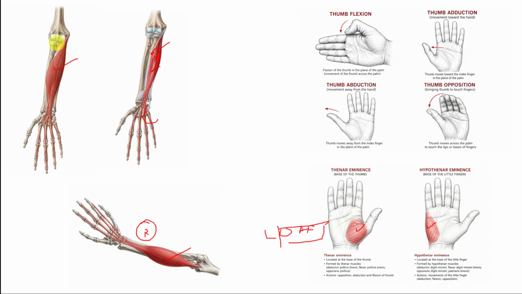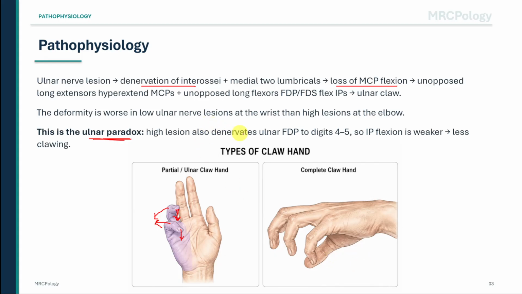In a high lesion, the ulnar half of flexor digitorum profundus is also denervated. Distal interphalangeal flexion of the ring and little fingers becomes weaker, so the claw appears less marked despite the nerve injury being more proximal and more extensive. Remember the paradox: the higher the ulnar lesion, the less obvious the claw.